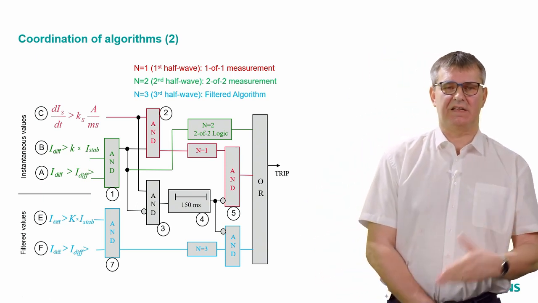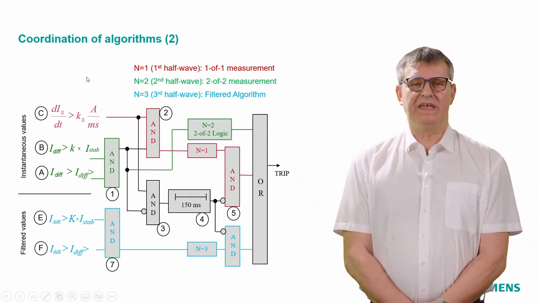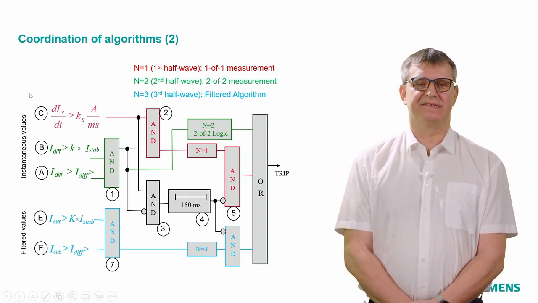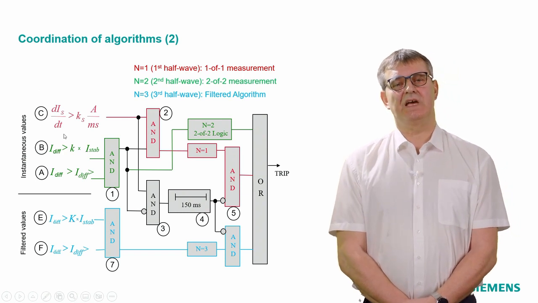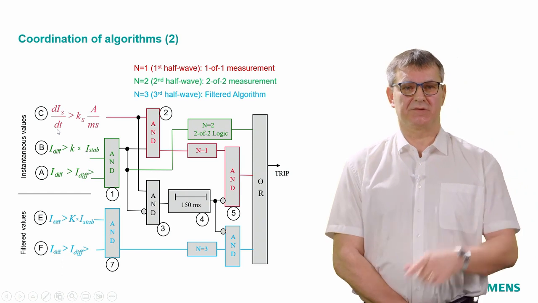Let's start now to the left side. We have criteria C. Means we have a jump of the stabilization. Thank you very much, Nina. That's a very good animation.